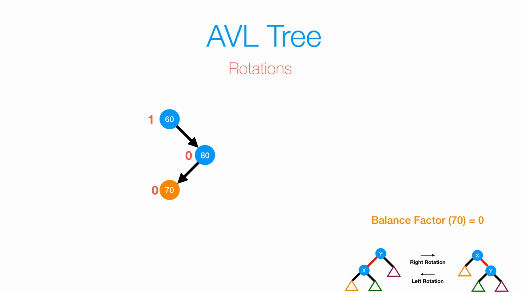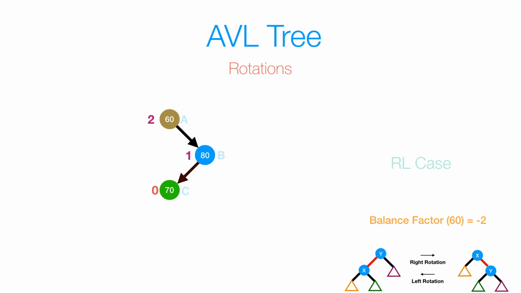So now we'll go to 80. 80 has a height of 1, its left subtree has a height of 0, and its right subtree has a height of -1. And 0 minus -1 is a balance factor of 1, which is a valid balance factor. Going up to 60, its height is updated to 2, its left subtree has a height of -1, and its right subtree has a height of 1. And -1 minus 1 gives us a balance factor of -2. And -2 is an invalid balance factor, so you have to fix it somehow.